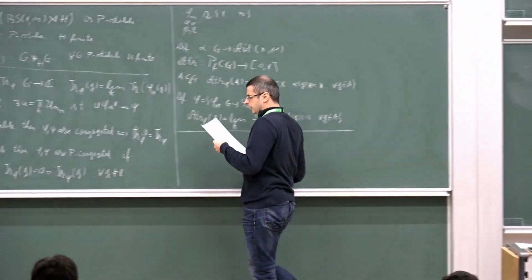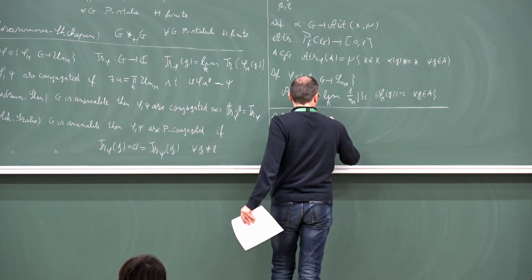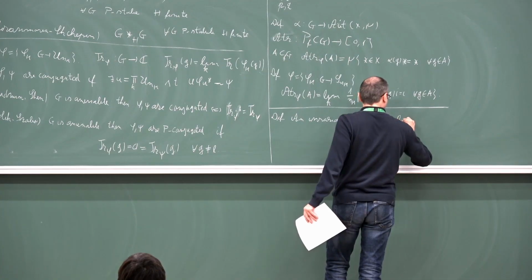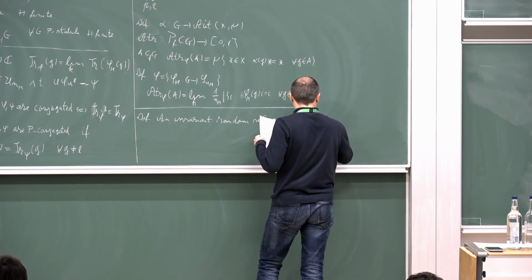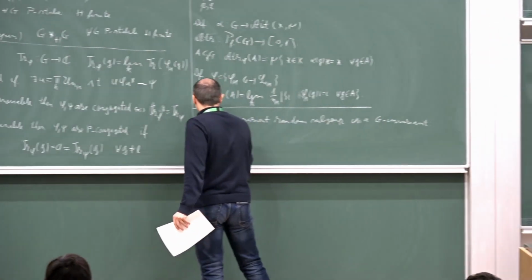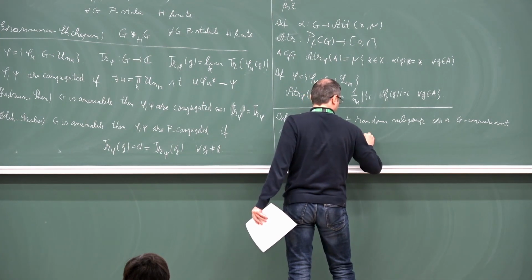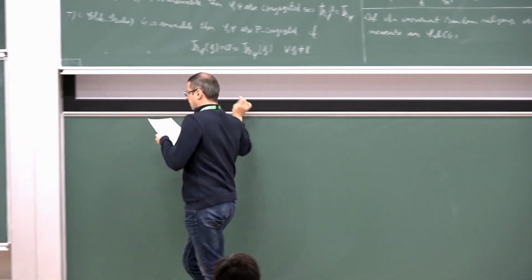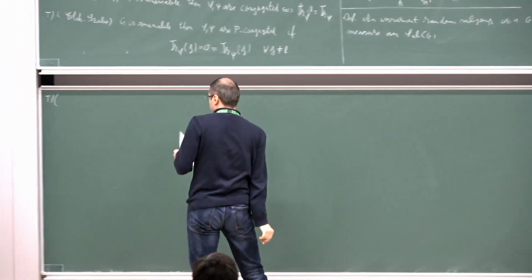So the definition of invariant random subgroups is a G invariant measure on the set of subgroups of G. And there is this nice result by Abert, Glasner, and Virag that every invariant random subgroup comes from an action.